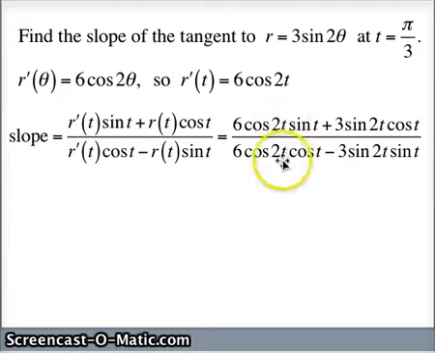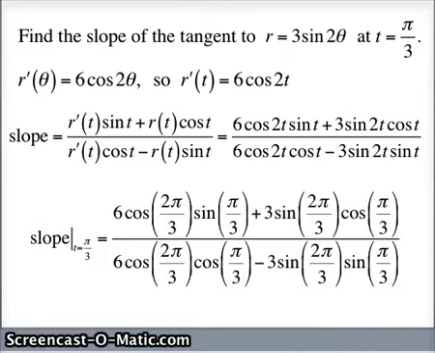2 times pi over 3, of course, is 2 pi over 3. So 4 of them will be 2 pi over 3, and 4 of them will be pi over 3. And then we need to evaluate the trigonometry. So doing that substitution, the slope at t equals pi over 3 is 6 cos 2 pi over 3, sine pi over 3, plus 3 sine 2 pi over 3, cos pi over 3, divided by 6 cos 2 pi over 3, cos pi over 3, minus 3 sine 2 pi over 3, sine pi over 3.